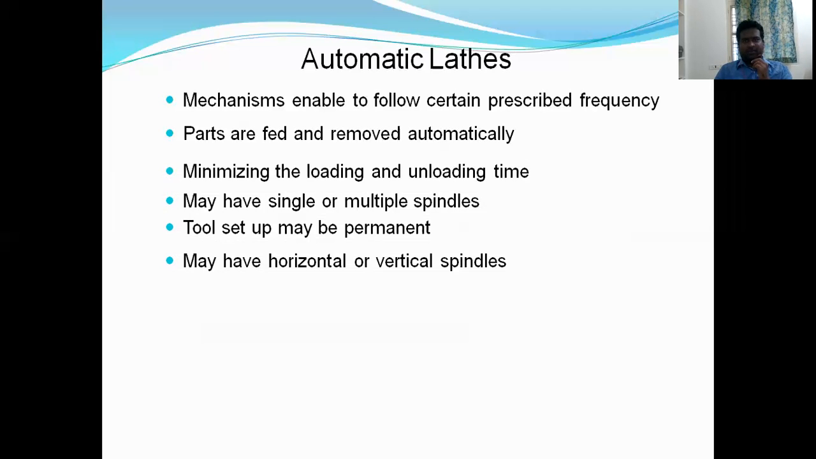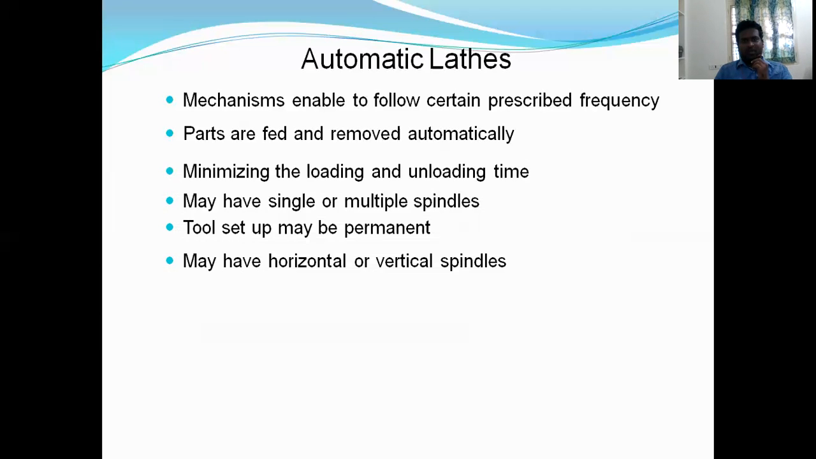horizontal or vertical spindles. Automatic lathes may have horizontal or vertical spindles. So the spindle may rotate in the horizontal direction or in the vertical direction. So in both directions the spindle may rotate in automatic lathes, right? So it has single or multiple spindles.